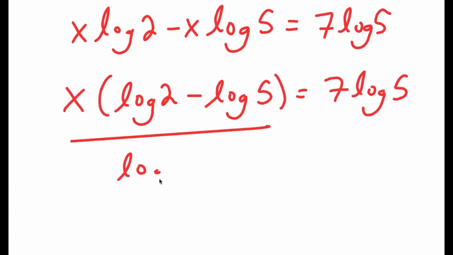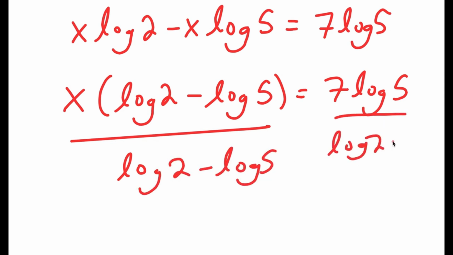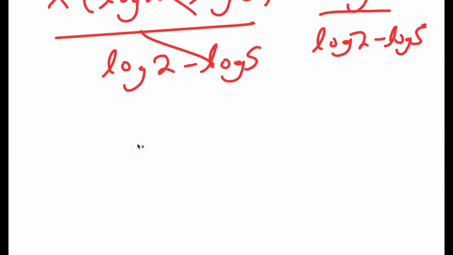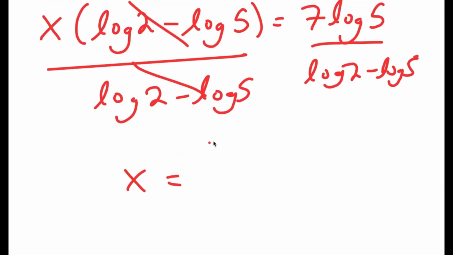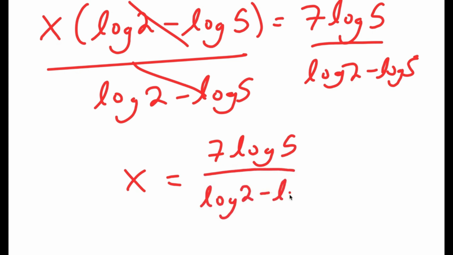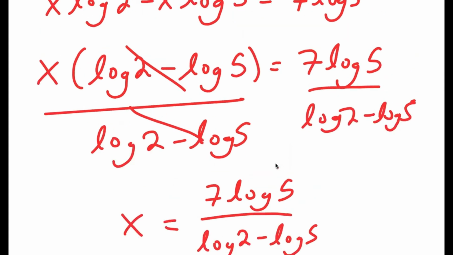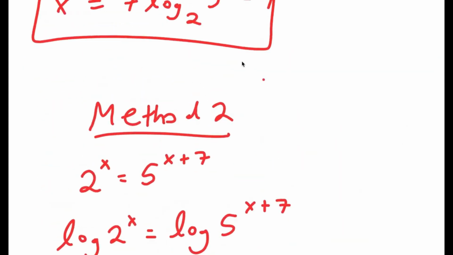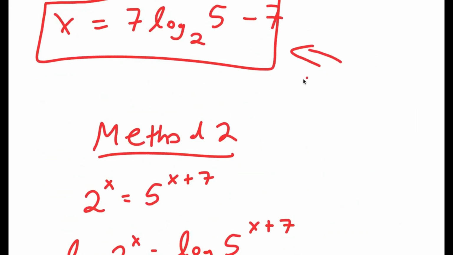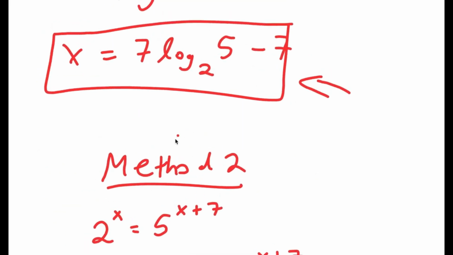And divide log 2 minus log 5 on both sides. So these two cancel out and I get x is equal to 7 times log 5 over log 2 minus log 5, which again simplifies to this. So x equals 7 times log base 2 of 5 minus 7 is my answer.